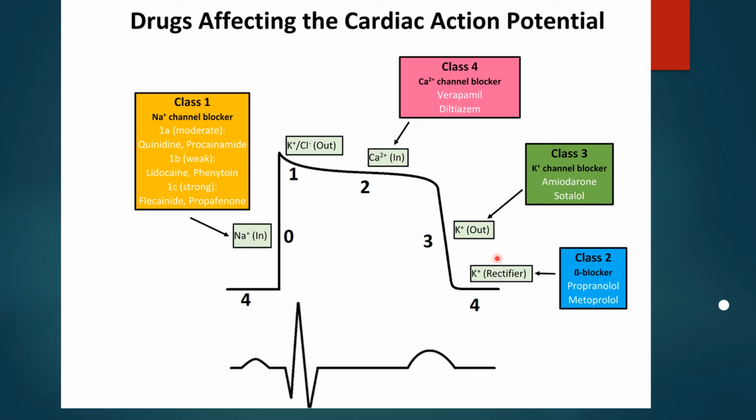Class 2 are beta blockers, which will reduce the rate of conduction. Examples are propranolol and metoprolol. Class 3 are potassium channel blockers. Potassium channel blockers will increase the duration of repolarization. Example is amiodarone. Class 4 are calcium channel blockers. Example is verapamil, which will increase the plateau phase.